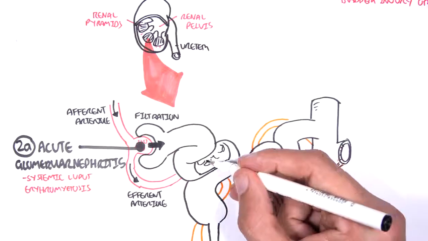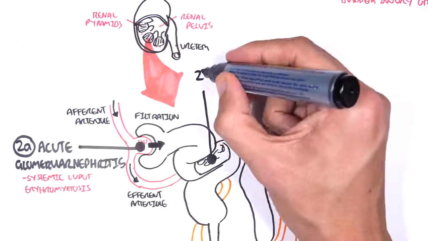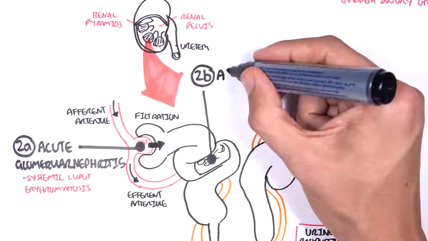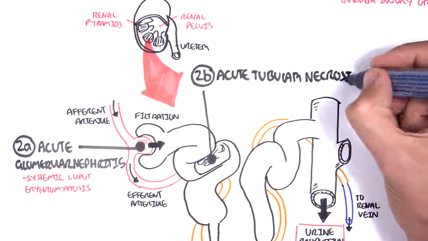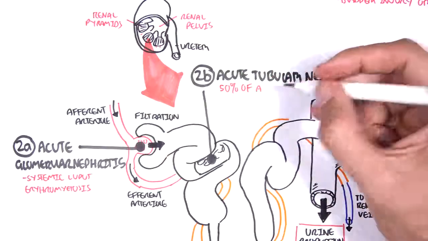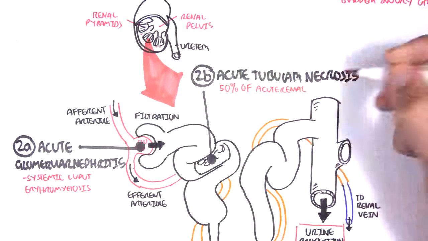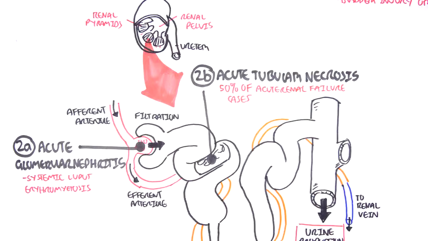The second type of intrarenal cause of acute renal failure is acute tubular necrosis, and this is actually the main sign we see in acute renal failure, which is death of cells within the nephron. And 50% of acute renal failure cases have this feature.